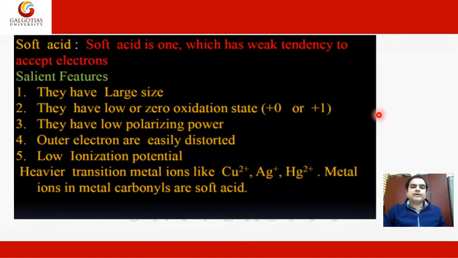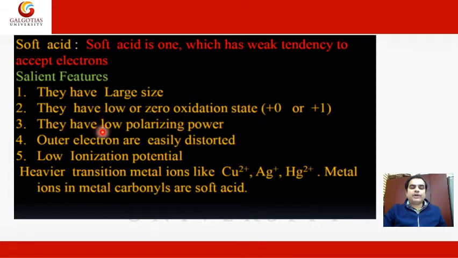Now, how can we classify a species in the category of soft acid? How can we define a soft acid? A soft acid is a species which has a very weak tendency to accept electrons. That type of species is referred to as a soft acid. What are the salient features of a species in the soft acid category? They should have large size, so species considered soft acids should be very large in size. They should have low or zero oxidation state, that is, a 0 or +1 state, a very low oxidation state.